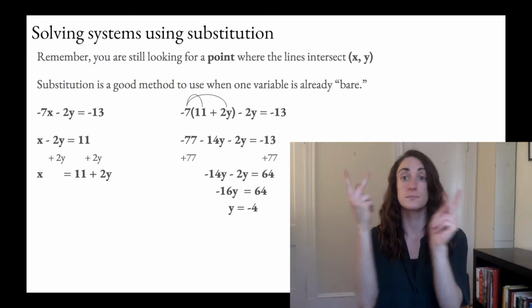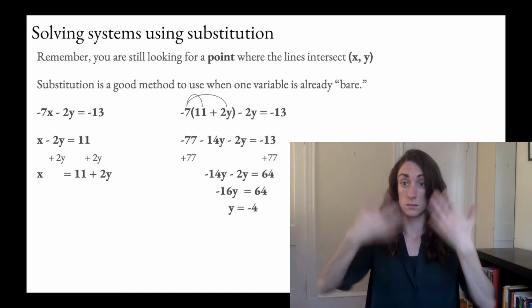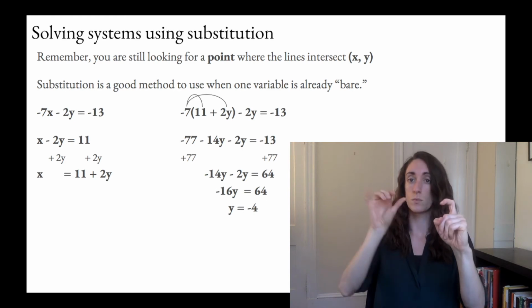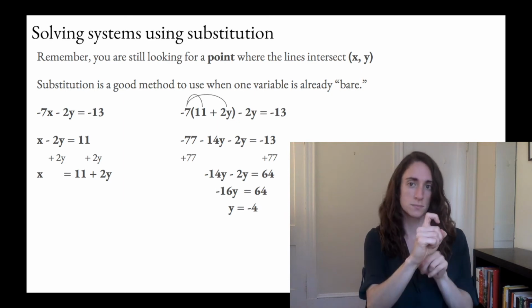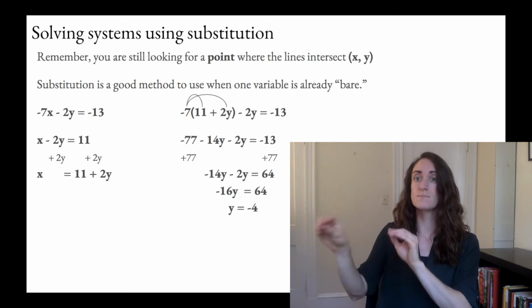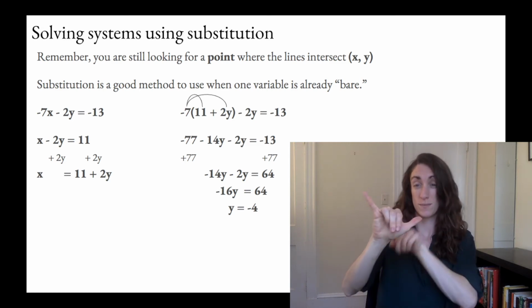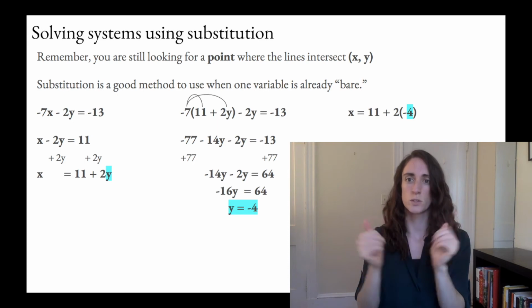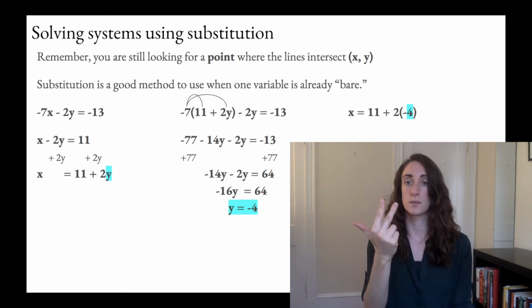So now that we've done all these calculations, we found y equals negative 4. Great. But we're not done yet. Remember, we're looking for a point, x comma y, where these lines intersect. So we need both coordinates. We've got y, great, but we still need x. So now we can take this y value, this negative 4 that we found, and we can do another substitution. In that equation where we isolated x equals 11 plus 2y, we can now replace y with negative 4. So now once again, we have an equation with only one variable, only x. So we can do our usual calculations and we can find that x equals 3.